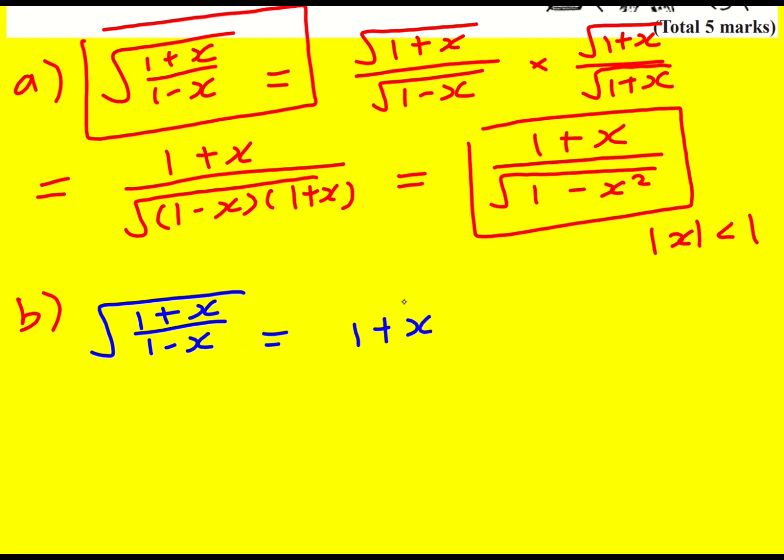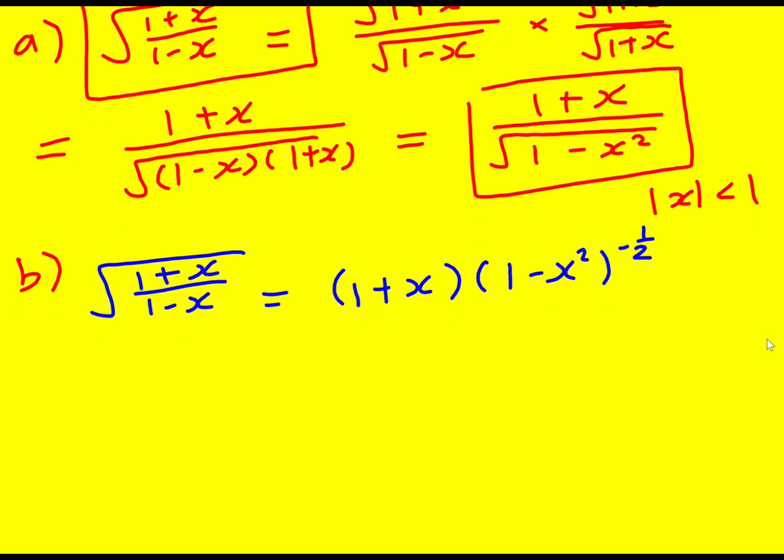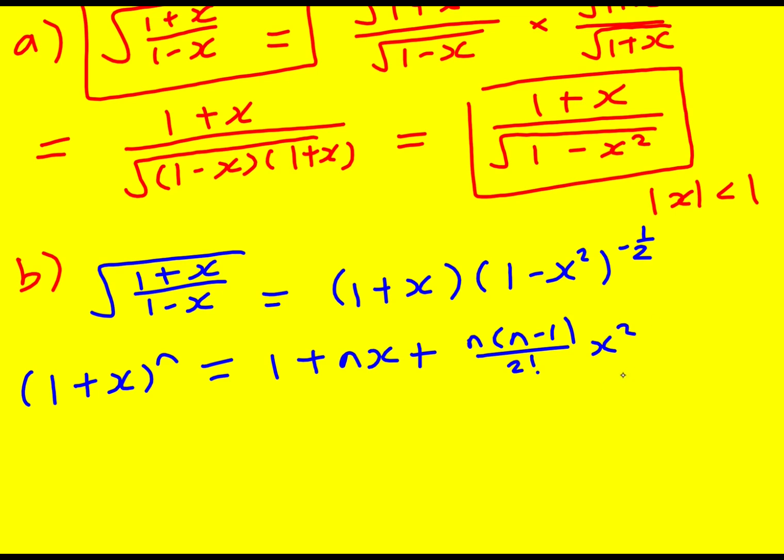So I can write it as 1 plus x, and then it's going to be 1 minus x squared to the minus a half. This is much better because I don't have to do an expansion at the left-hand side, just the right-hand side. So remember, 1 plus x to the n. If you're expanding that where n is any real number, then we get 1 plus nx plus n times n minus 1 over 2 factorial x squared plus n times n minus 1 times n minus 2 over 3 factorial x cubed, and so on.